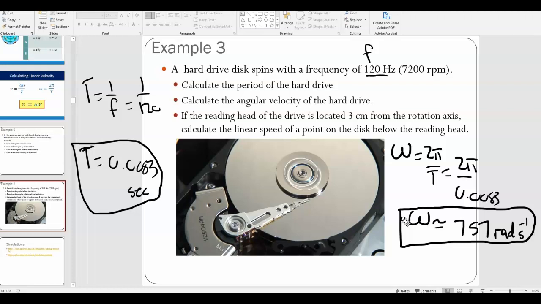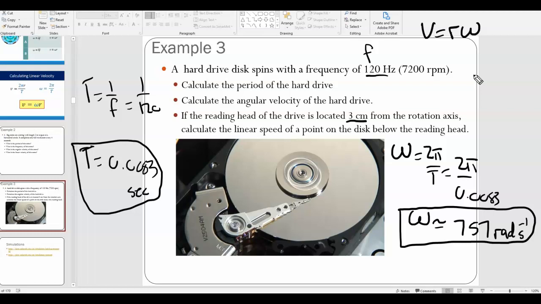And then the last question says, if the reading head of the drive is located 3 centimeters from the rotation axis, calculate the linear speed of a point on the disk below the reading head. A reading head, basically, if you look at this picture, this is the part that actually reads the disk. So the farther out you get from the center of the disk, the faster the linear velocity is of the disk. And that's just because of this equation here, V equals R times omega. So every point on the disk has the same omega, because every point on the disk takes the same amount of time to go all the way around one time. But the farther away you get from the center, the faster the linear velocity is.